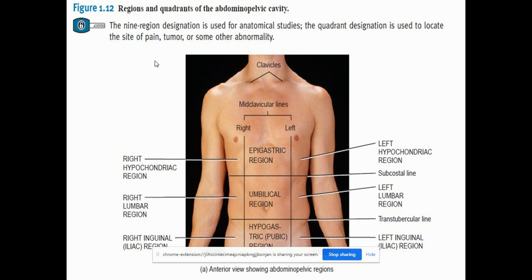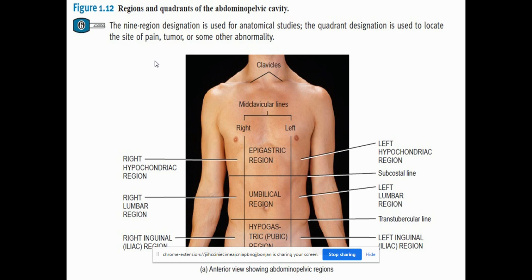So before going into the stomach, we will see what are the different regions and quadrants of the abdominopelvic cavity. This is very very important. Everybody has to know about the different quadrants of the abdominopelvic region. So the doctors or the clinicians and the anatomists, they will designate different names to different regions of the body.